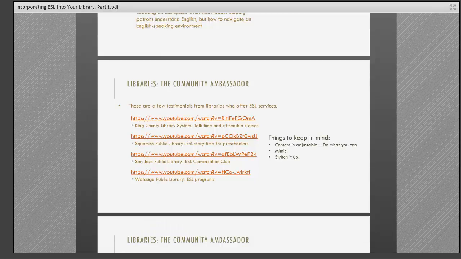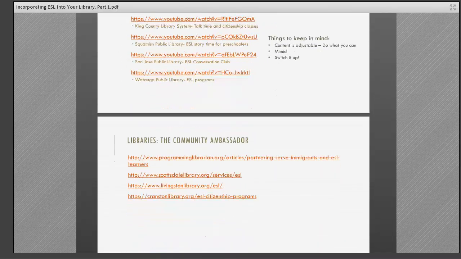Take that, adjust it, mimic it, switch it up if you need to. If you see something that wouldn't really fit for your library, but you like a couple of features of it, go with that. You don't have to reinvent the wheel. You can mimic and adjust and mold, and I highly encourage you guys to do that.